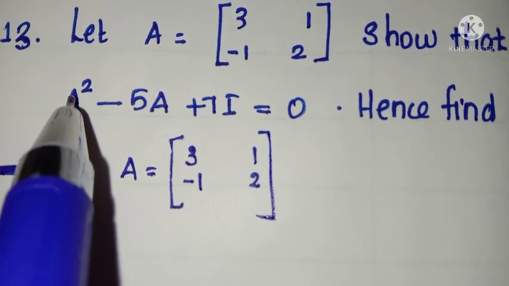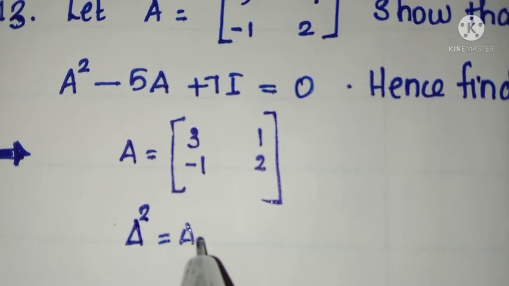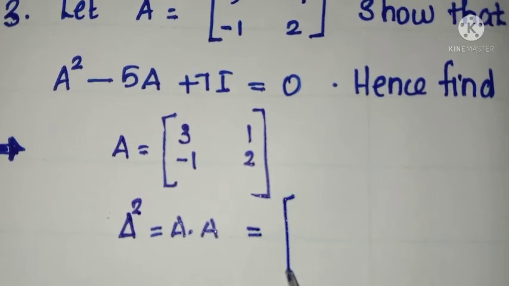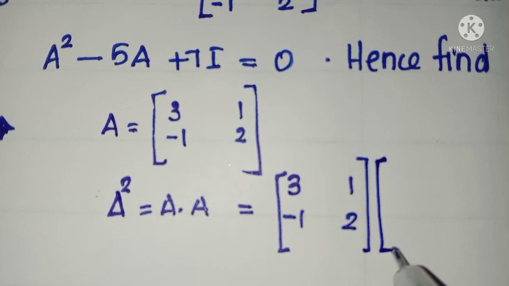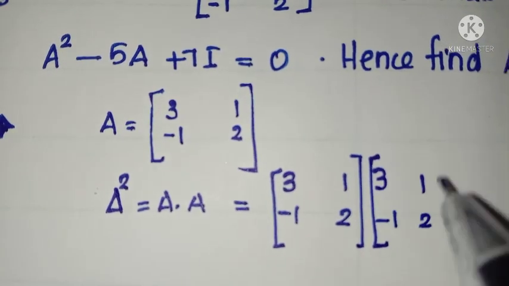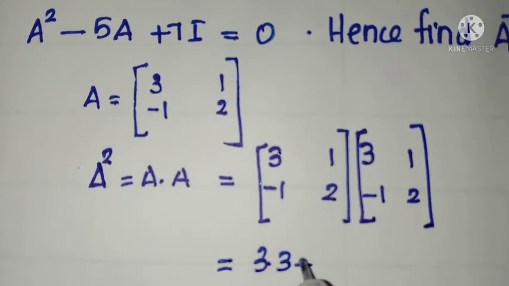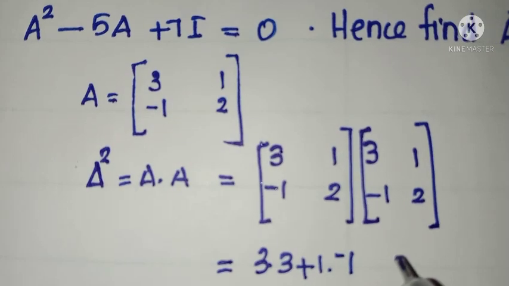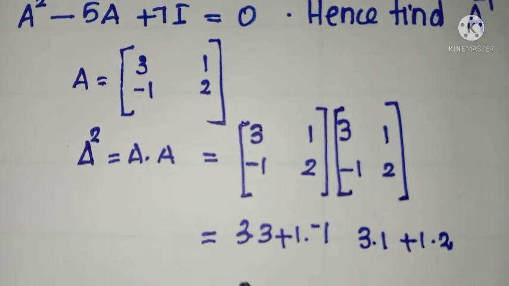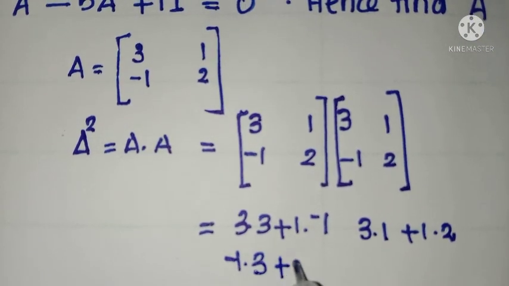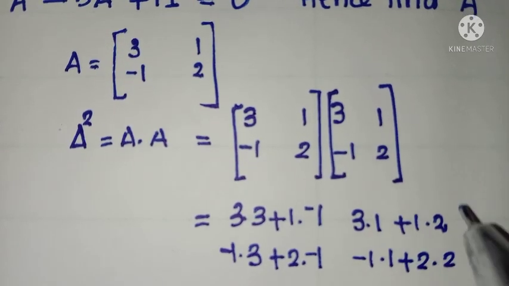Okay. So, here the given matrix is 3, 1, minus 1, 2. Now look at here A square. So first we want to see A square. A square is A into A, matrix multiplication. Matrix 3, 1, minus 1, 2 into matrix 3, 1, minus 1, 2. This gives 3 into 3 plus 1 into minus 1, 3 into 1 plus 1 into 2, second row, minus 1 into 3 plus 2 into minus 1, minus 1 into 1 plus 2 into 2.